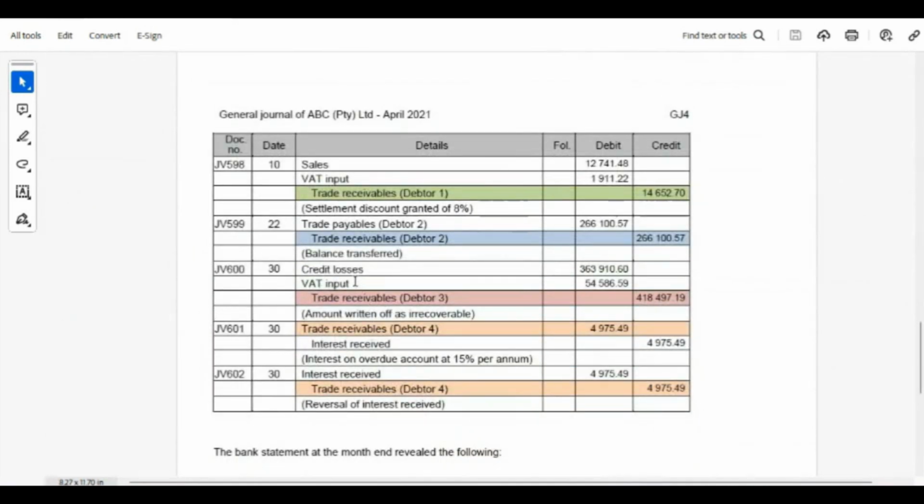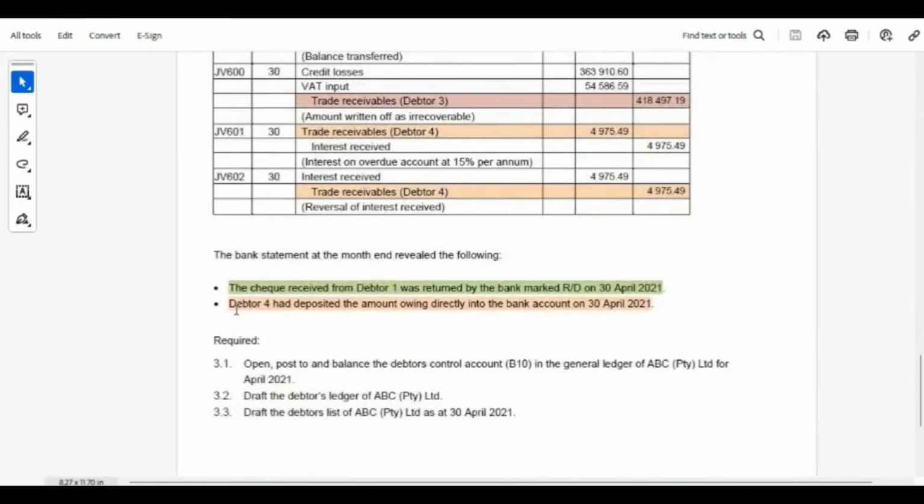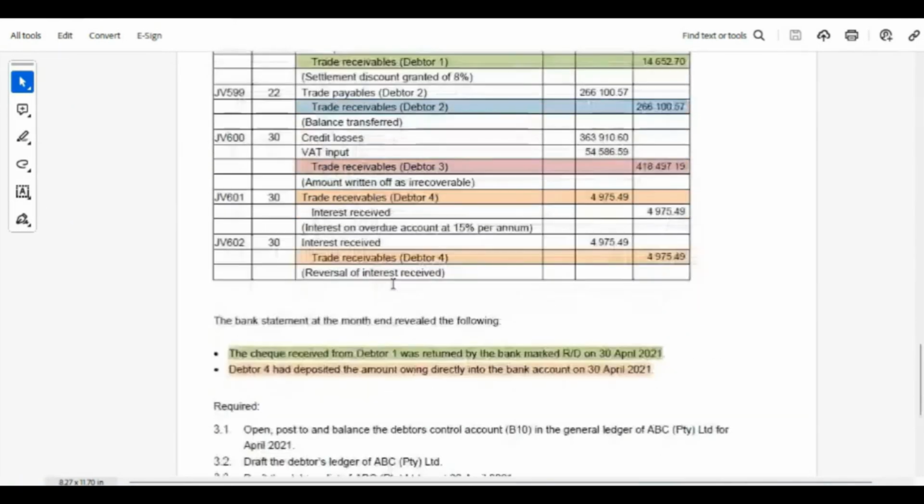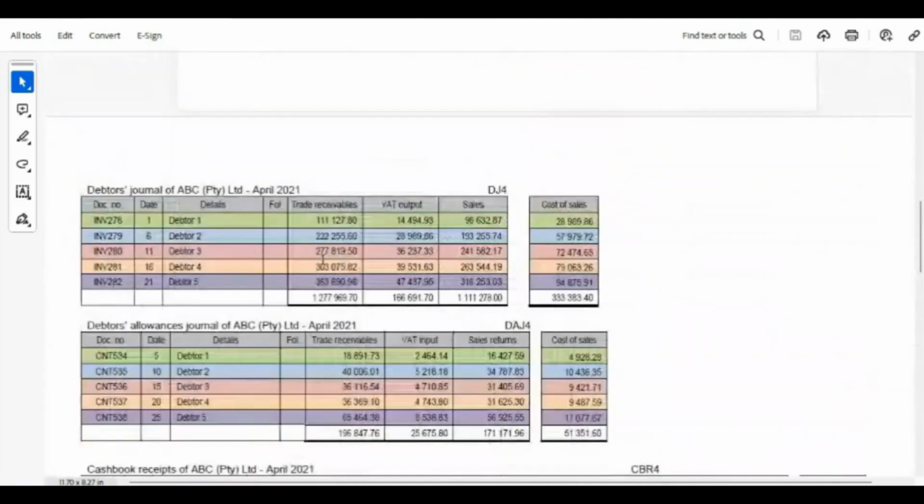And if we see here, oh goodness, debtor 3 is the one that went bankrupt. We were writing the entire amount off as irrecoverable, so it's not surprising that he didn't pay us during the month. Anything else regarding debtor 3 in the additional information? No, nothing. And so we go on.